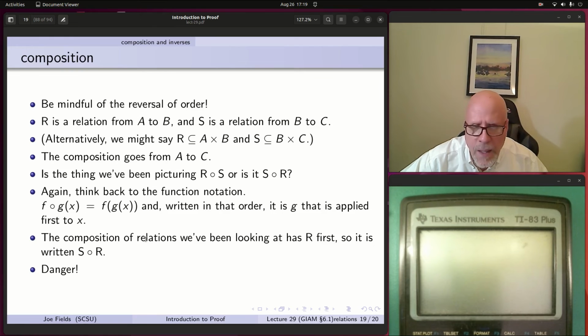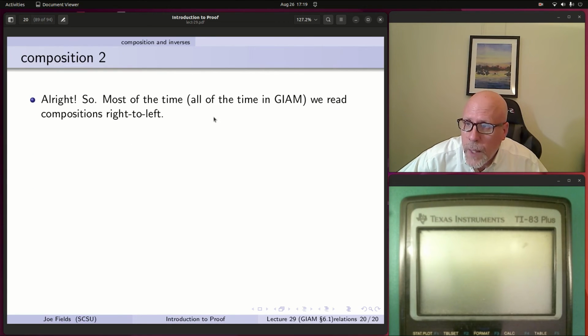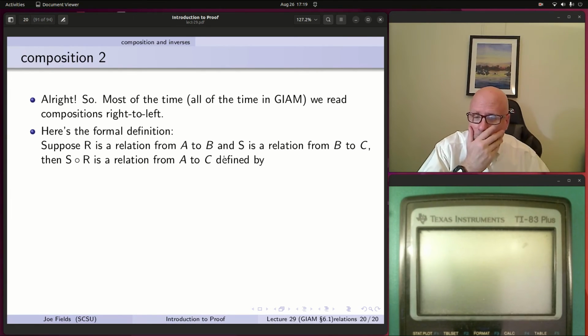Watch out for something. There are a small minority, but still a substantial number of books that will use composition written the other way around. That is, they'll make it seem natural going reading it left to right. Just be aware that this happens, right? Different people take on different conventions, and you just need to be aware of that convention. Okay, yeah. So most of the time, and all of the time in the book you're currently working your way through, we're going to read our compositions from right to left. Okay, here's the formal definition. Well, here's the prologue to a formal definition.